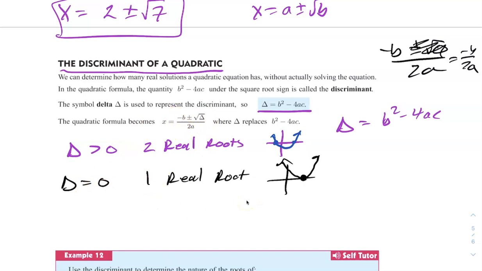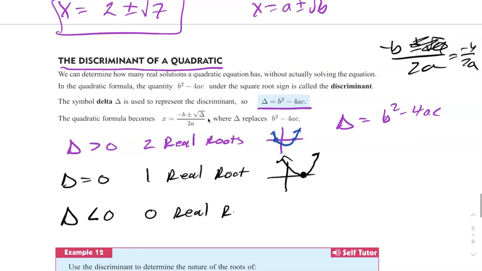And then lastly, what if the discriminant's negative? Then you get 0 real roots, because if it's negative, you have a square root of a negative number, and that's imaginary. As we talked about before, IB really doesn't do imaginary. It wants you to know that these things are unreal, but they really don't deal with i's. The graph of that would look like this. So you have no x-intercepts, because x-intercepts are real roots. So those are your three things.